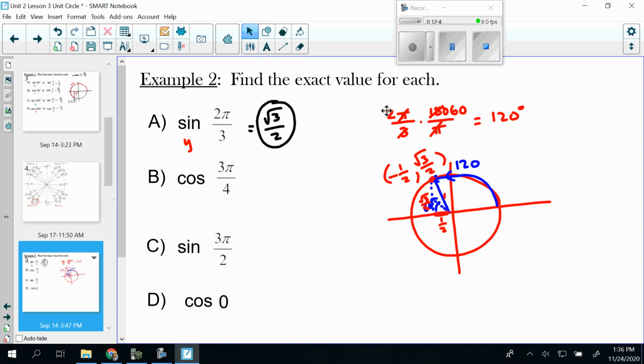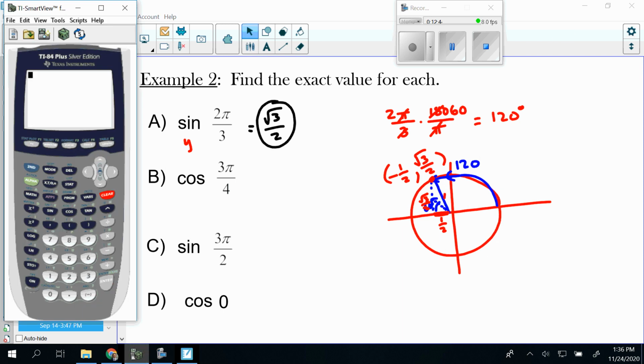You can test that by going in your calculator. Now again, you got to make sure you change to radians here if you're going to do this one. Sine of 2 pi over 3. And there's our same decimal approximation of square root 3 over 2.